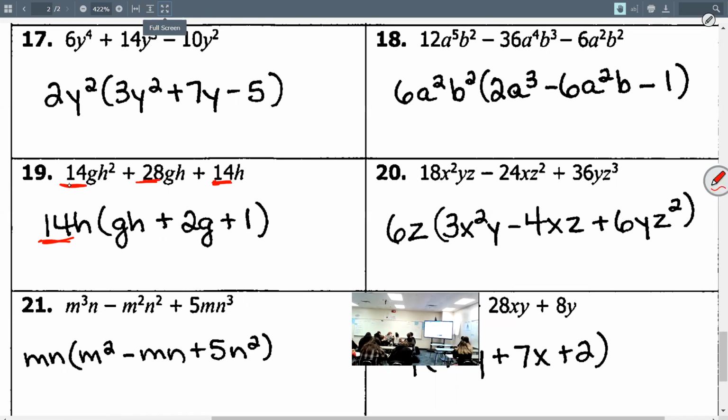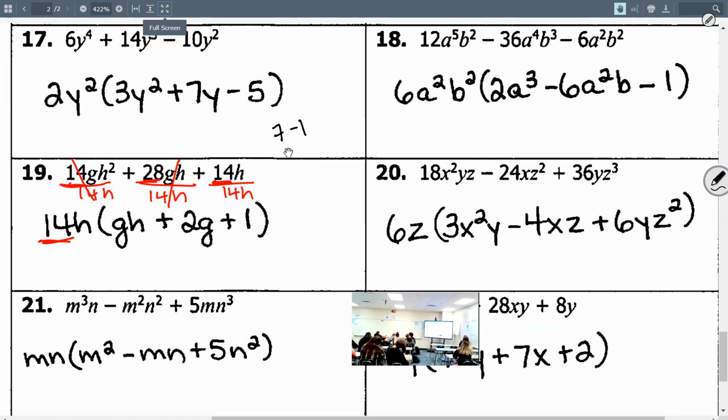Divide it from each term. So this one divided by 14H gives me GH. This one divided by 14H gives me 2G because the H is canceled. And then 14H divided by 14H cancels to 1. And it's positive because both the 14s here are positive. Questions, comments, concerns?